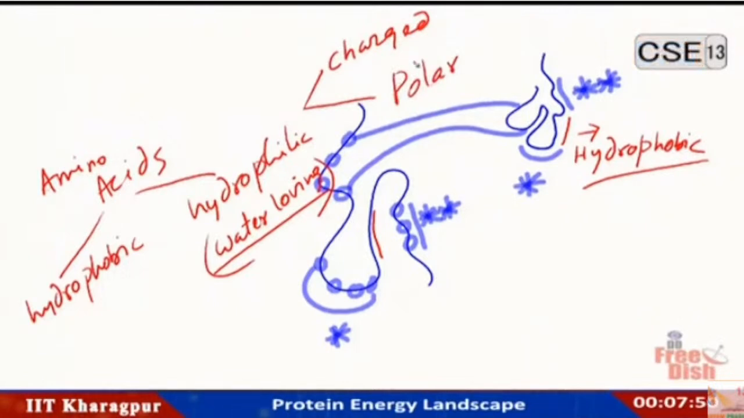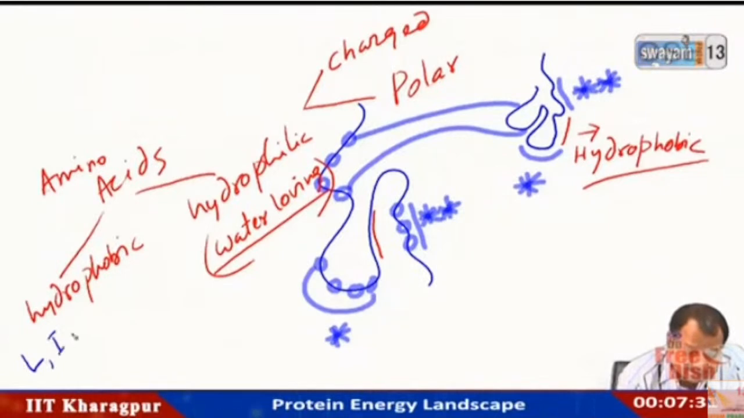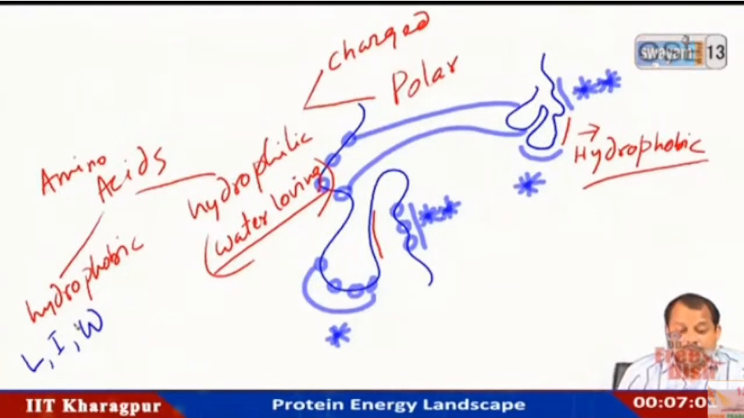Now, there are some hydrophobic residues and hydrophilic residues. Hydrophilic loves water molecules, so it will try to be on the surface, but hydrophobic do not like water molecules. Examples I can give are leucine, isoleucine, and to some extent you can consider tryptophan, TRP means W, sorry. These are some of the hydrophobic residues. There are some hydrophobic scales through which you can measure and identify.